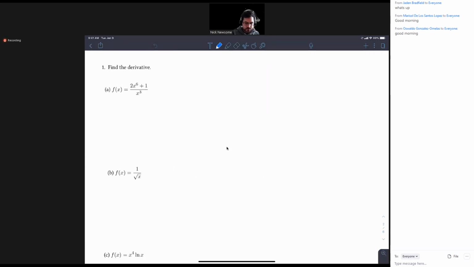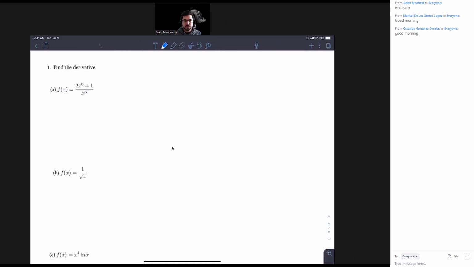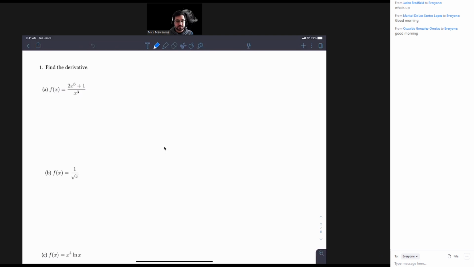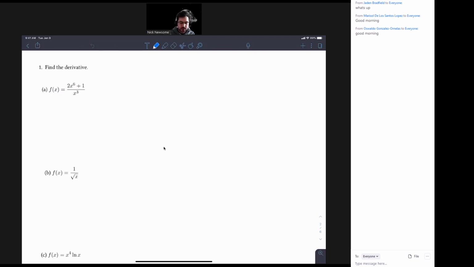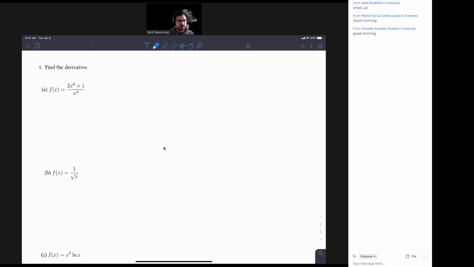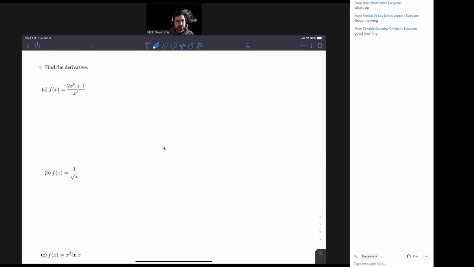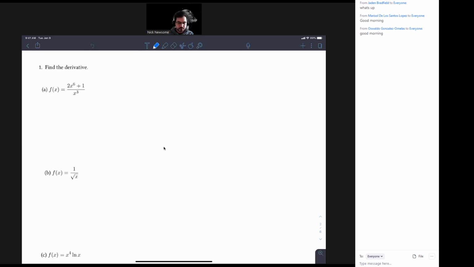So with this first one, we've got 2x to the 6th plus 1 over x cubed. A smart thing to do when taking derivatives is look at the function and ask, can I write it in a better way? Because a lot of times being able to do that makes life a lot easier. For instance, with this function, initially it looks like I should do a quotient rule. And if we remember quotient rule, that's kind of a pain. Quotient rule has all kinds of crazy stuff involved.